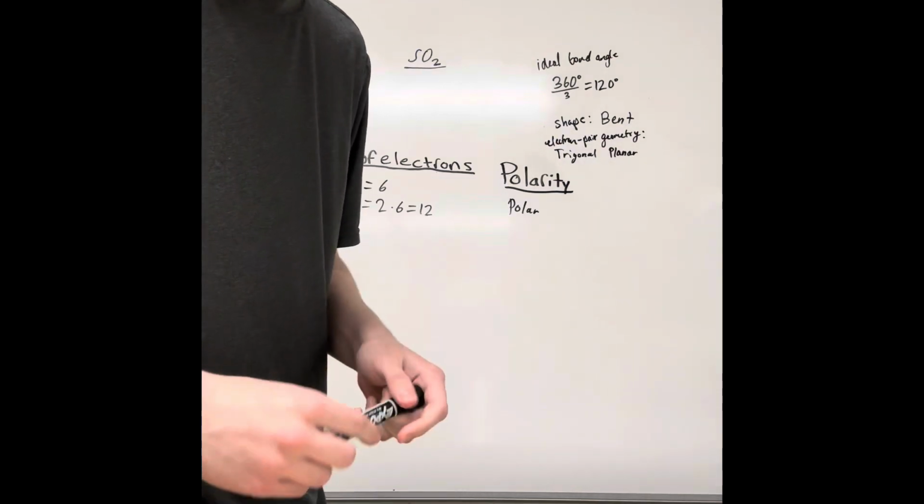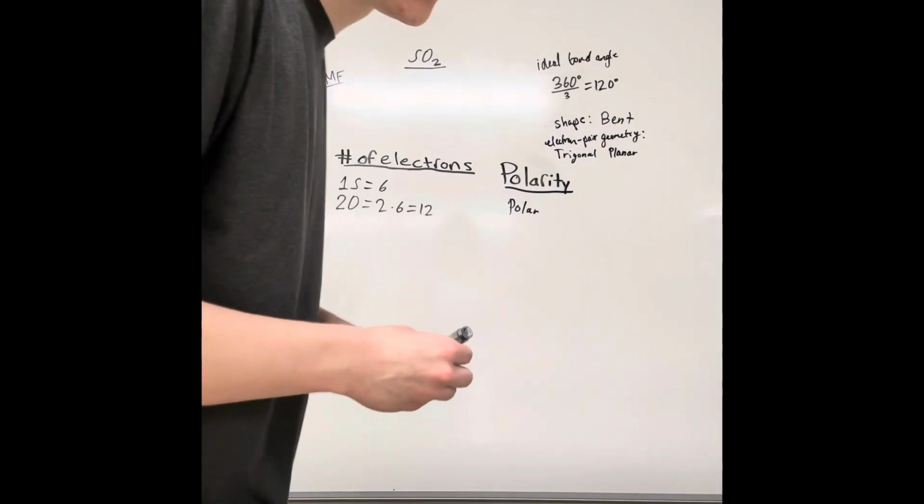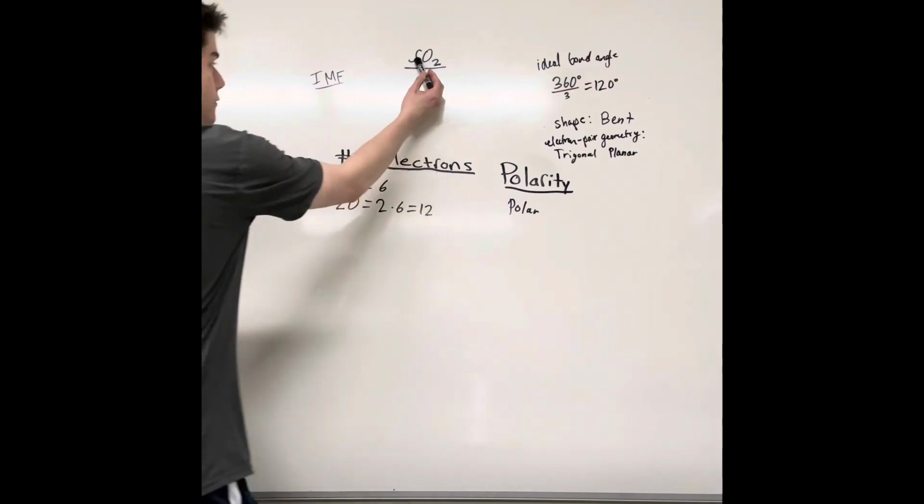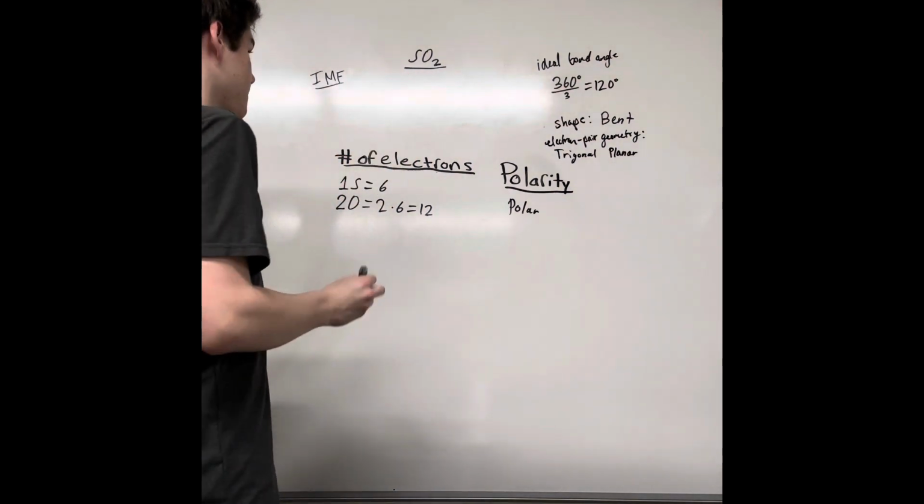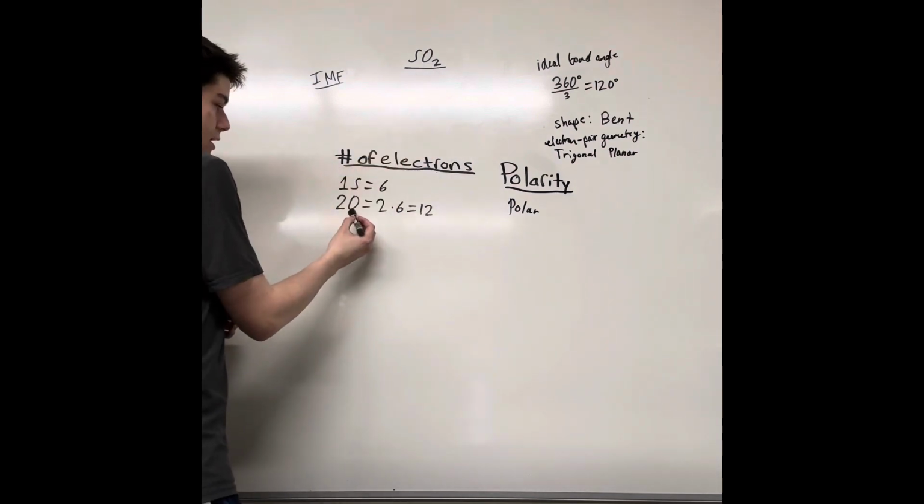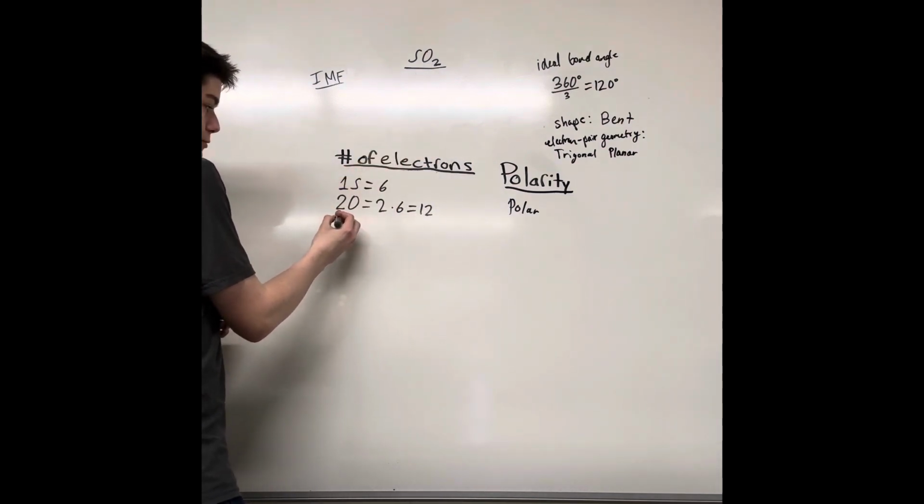Today we're going to look at SO2, which is sulfur dioxide. So first we have one sulfur atom, which has 6 valence electrons because it's in group 16 of the periodic table. Then we have 2 oxygen atoms. Oxygen is also in group 16 of the periodic table. And there are 2 of them.